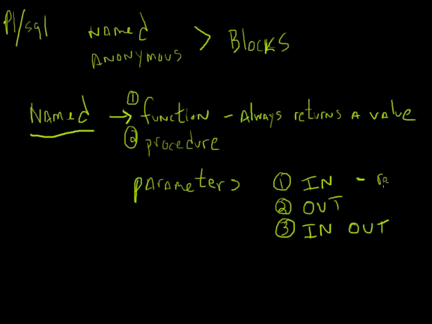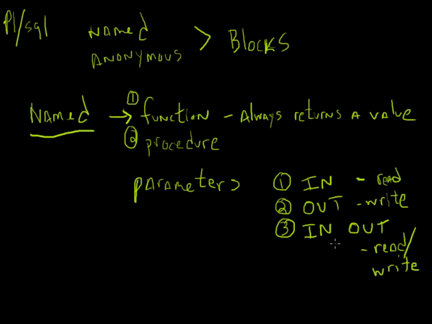Right? These are going to be read. These are going to be write. And these are going to be read-write. So a procedure doesn't necessarily have to return a value, but you can specify parameters as being out parameters, which will return the value back to whatever called this particular procedure.